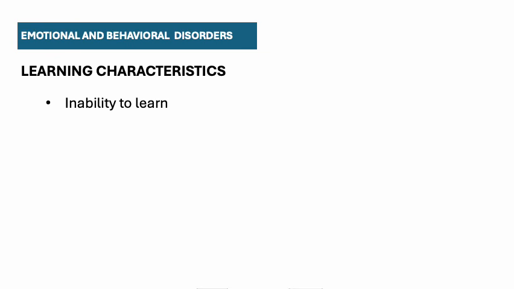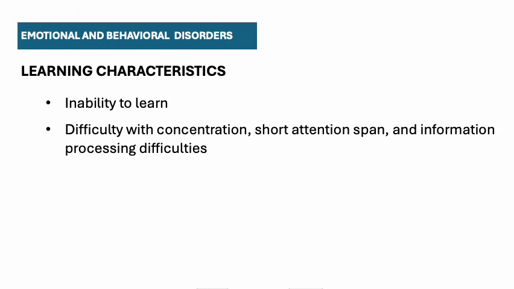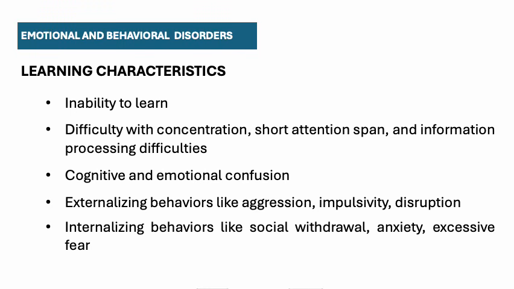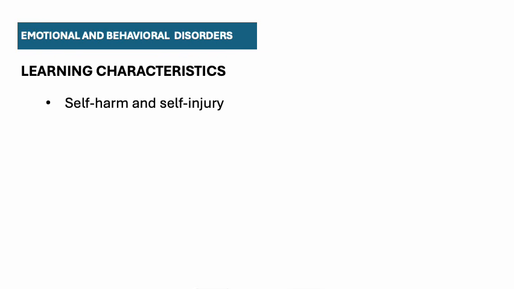First is their inability to learn. Second, they have difficulty with concentration, short attention span, and information processing difficulties. Next, they might have cognitive and emotional confusion. They also exhibit externalizing behaviors like aggression, impulsivity, or disruption. When it comes to internalizing behaviors, it would mean social withdrawal, anxiety, or excessive fear, and also defiance and lack of responsibility. Moreover, learners can also show self harm and self injury.